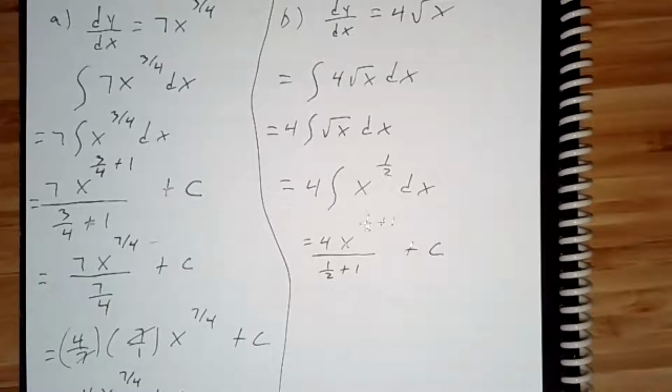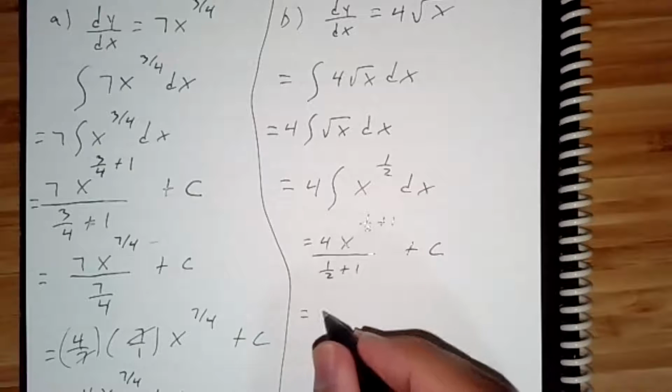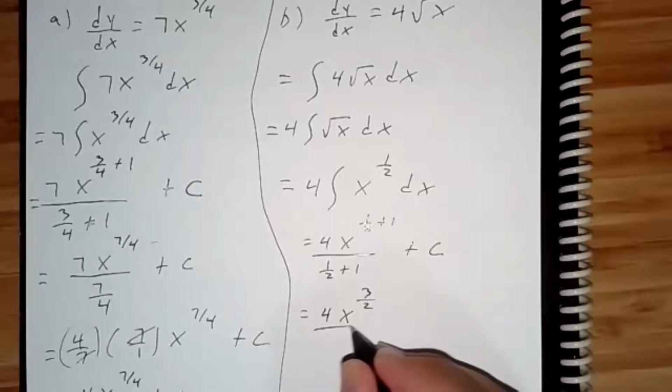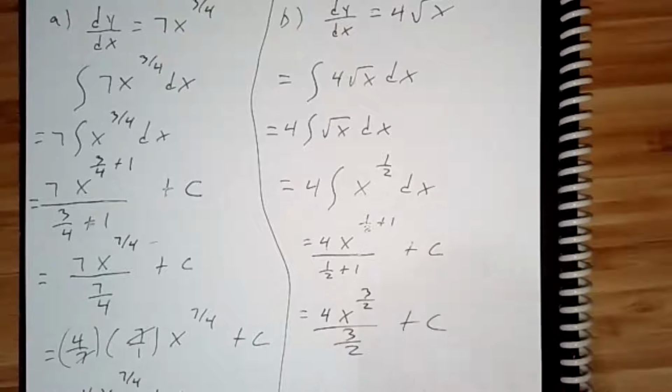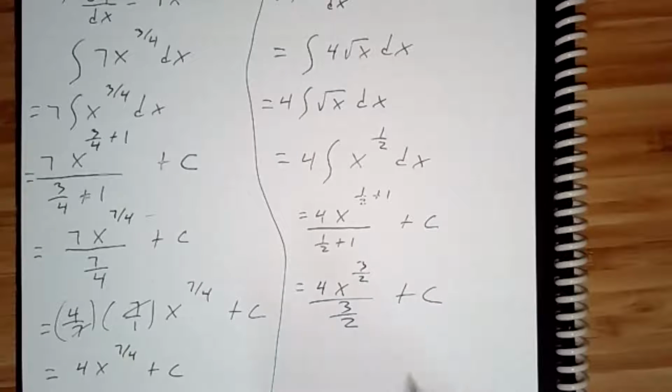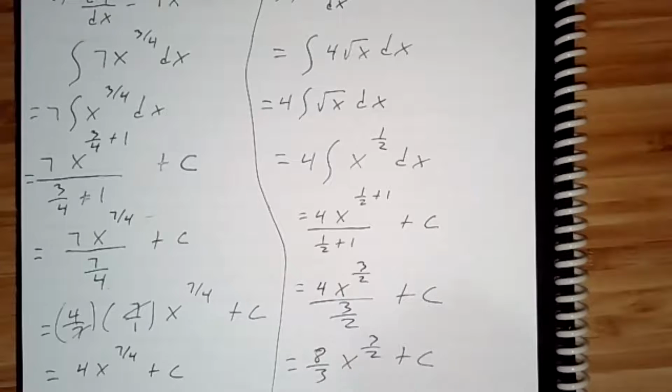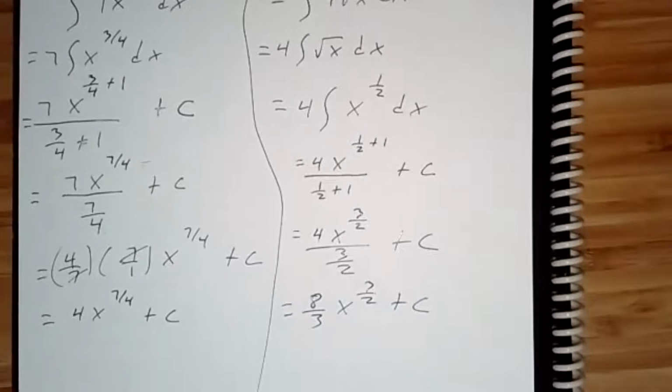step. So once you've done that, we'll get to 4 x to the 3/2, since 1/2 plus 1 is 3/2, over 3/2. So do your fraction step, and that should be what? 8/3 x to the 3/2. So all we used was the power rule twice.